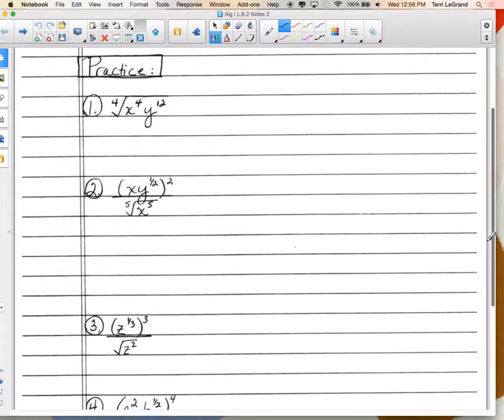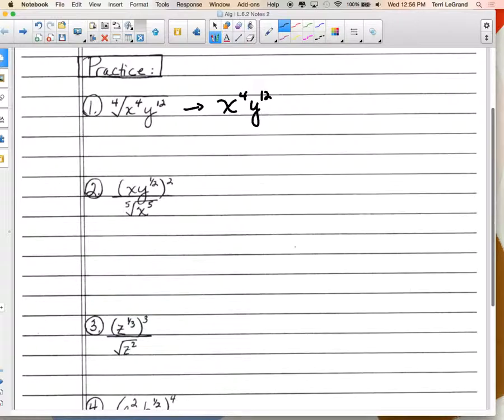Okay, so let's start by writing this first one as a power. How could this be written as a power? First of all, what would the base be? X to the 4th, y to the 12th. That's our base. What power would it be raised to? The 4th power. Everybody agree it should be raised to the 4th power?